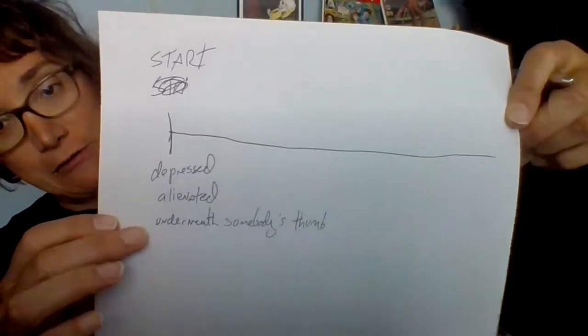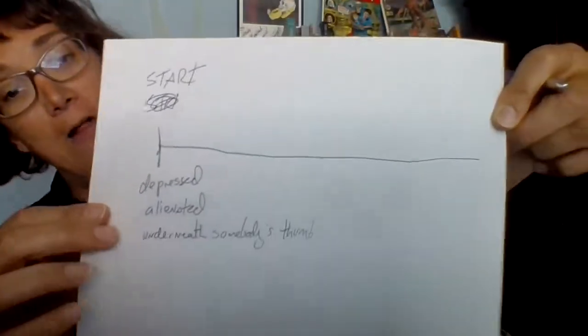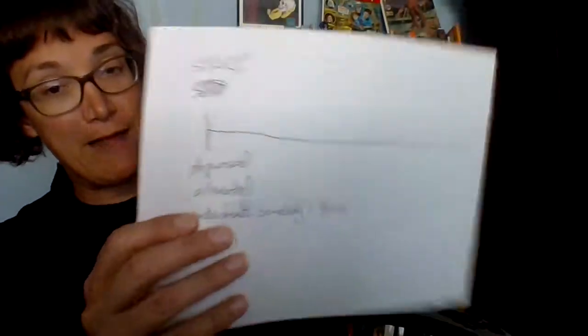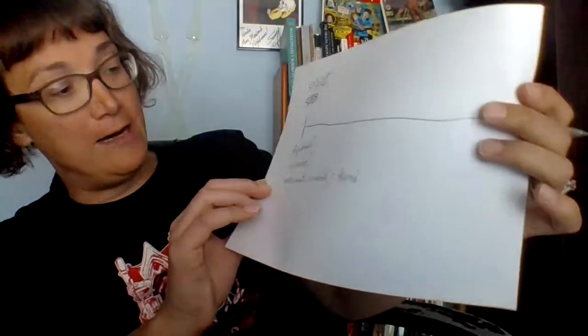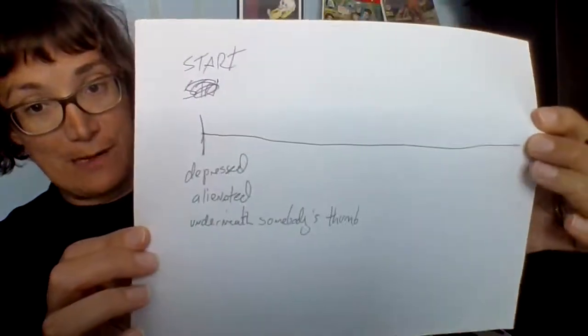And because every good story shows a change in character, I'll ask myself, okay, how might this person change by the end of the story? What are the possibilities? How might this person become less depressed or less alienated or not so much under somebody's thumb? So what would happen if this character were to make a journey to maybe being angry, or maybe by the end they have somebody else under their thumb?